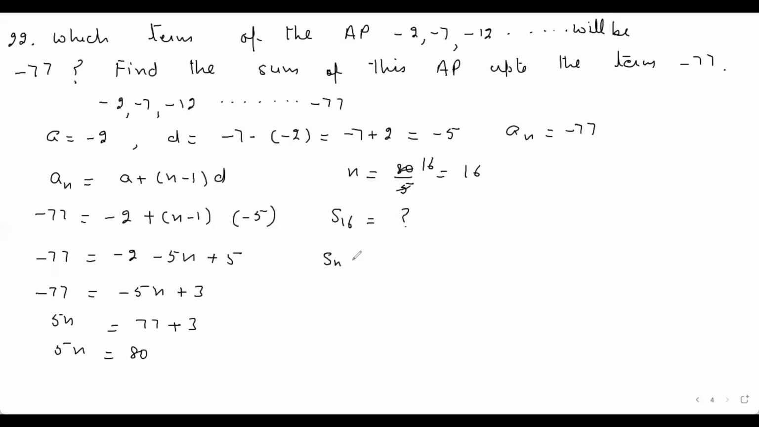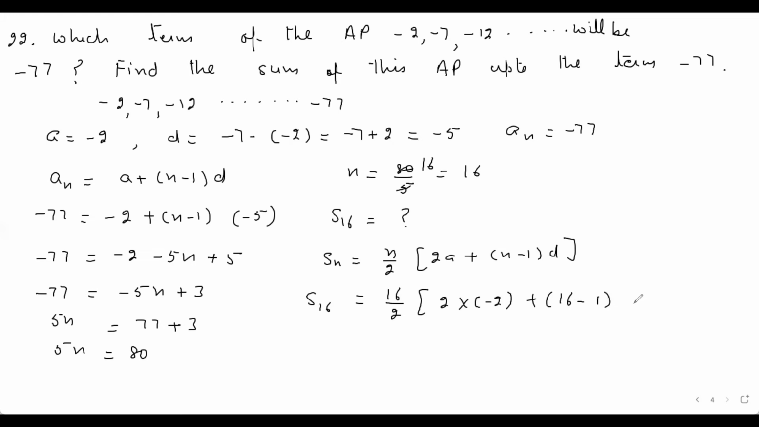So the formula for Sn is equal to n by 2, 2a plus n minus 1 d. Substitute the values here. So n is 16, S16 is 16 by 2, 2a is minus 2, plus n is 16 minus 1, and d is minus 5. That is 8 times minus 4 plus 15 into minus 5.